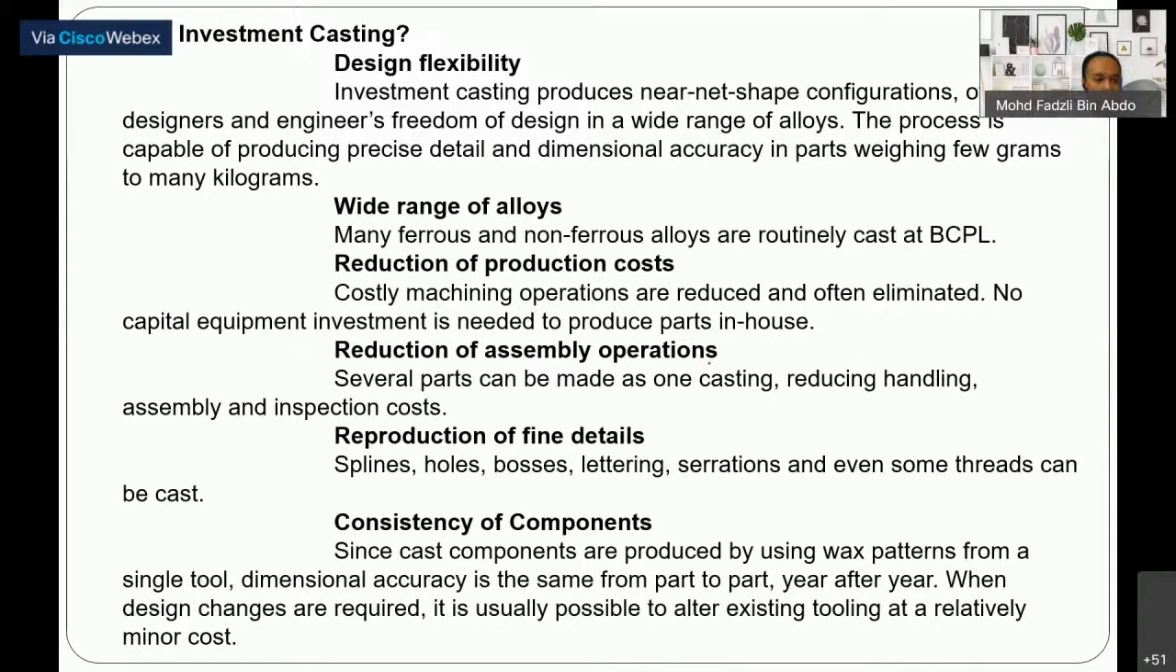Reduction of assembly operations. Several parts can be made as one casting, reducing handling, assembly, and inspection.